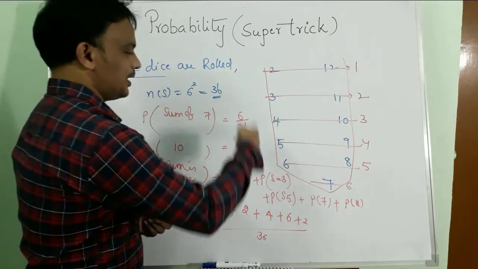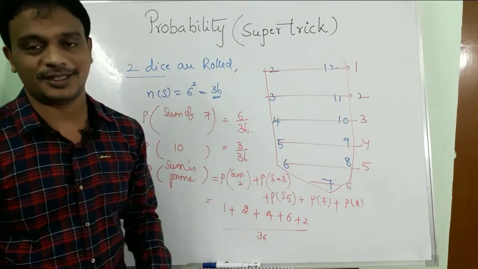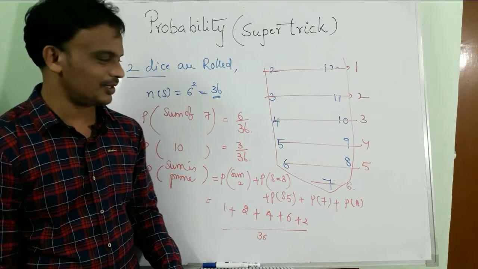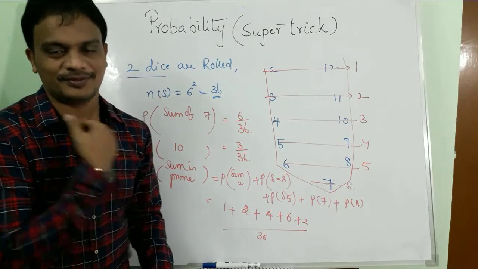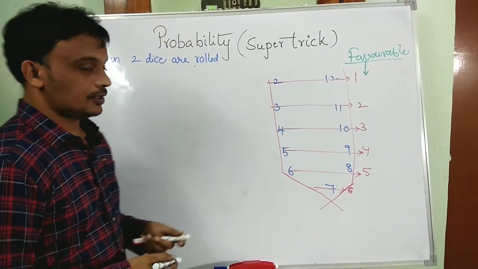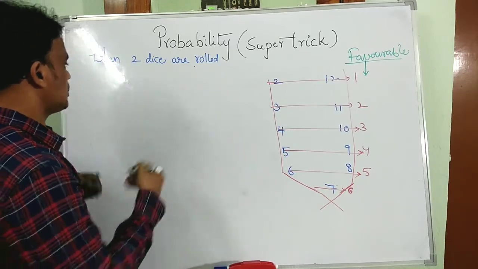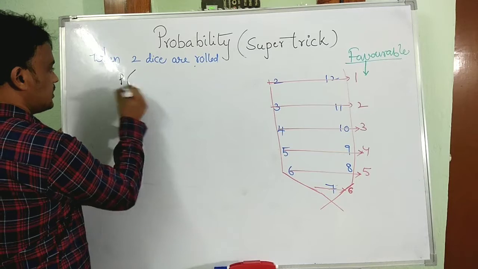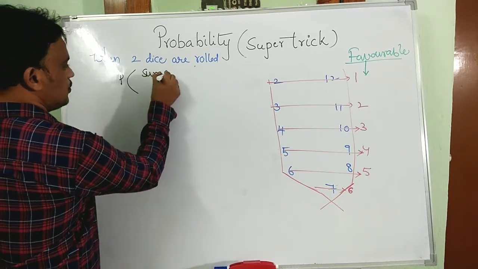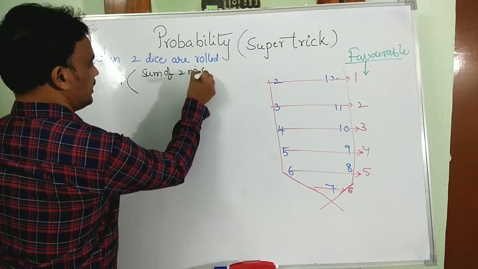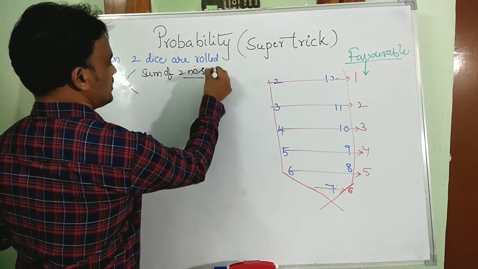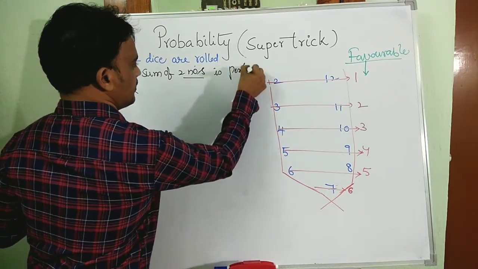Next, by using this rule, this is only the Swamiji rule. Students, how is it? We may get these types of problems also. When two dice are rolled, they will ask questions like this: what is the probability that the sum of the two numbers appearing on the dice is a perfect square?